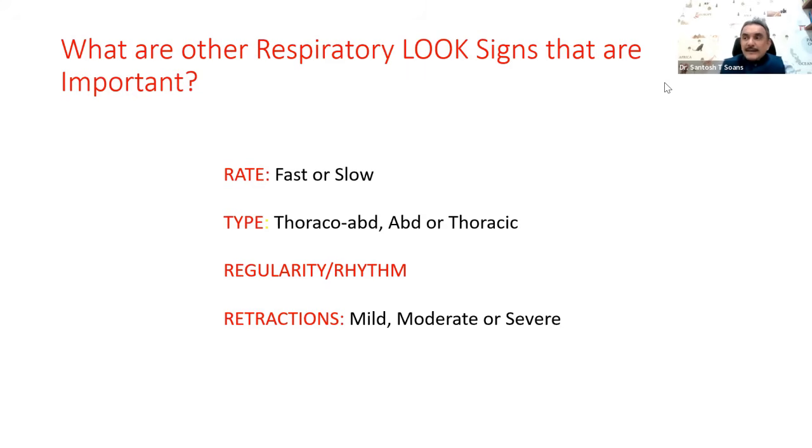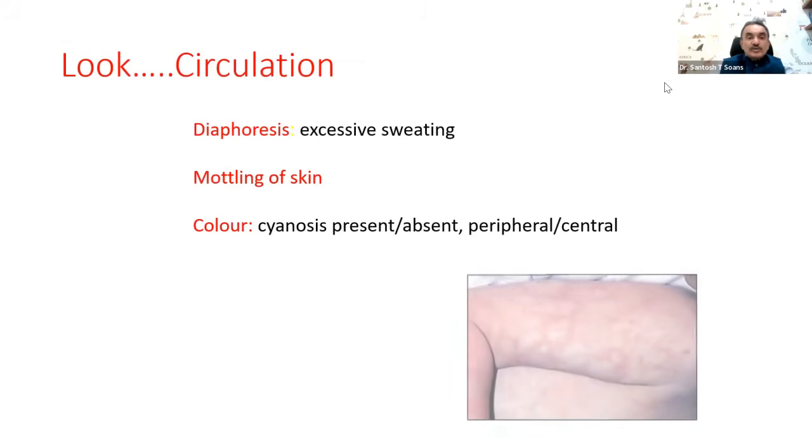Then regular or rhythm of the breathing. You know, different types of breathing are there depending upon the area of involvement of CNS. Apneustic, ataxic type of breathing, etc. will be there, which depends upon which area of the brain is involved. Look at the retraction, because why does the retraction come? There is obstruction. So whether it's a mild obstruction or moderate or severe obstruction, you should see. Look at the circulation. See, this is a child.